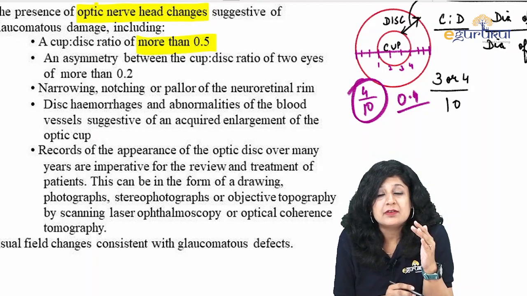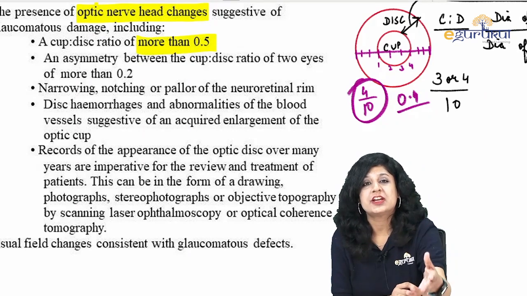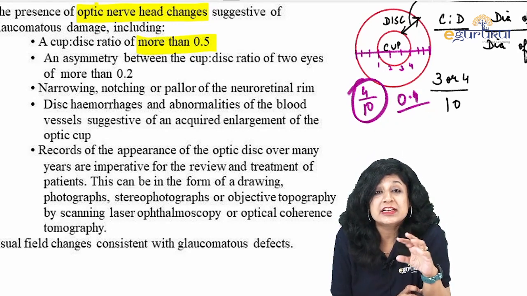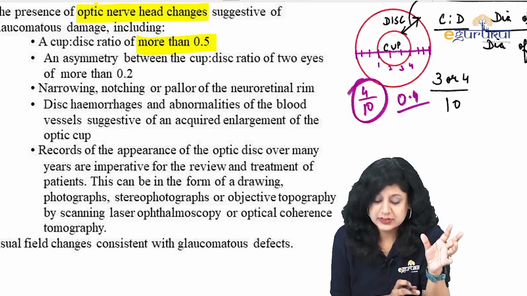But that does not mean that if the person does not have any other changes and just the CD ratio 0.5, that means glaucoma. Obviously, it's a combined approach. I will have to see all the things, only then I can label the person as glaucoma.